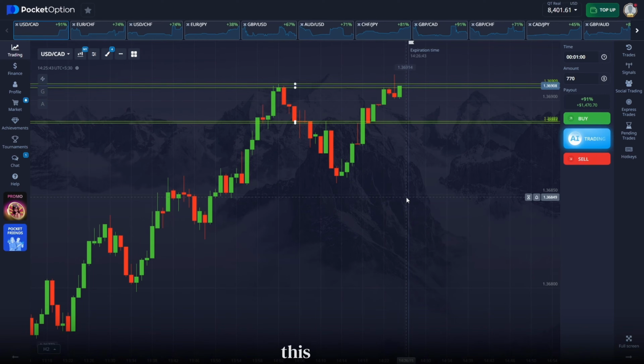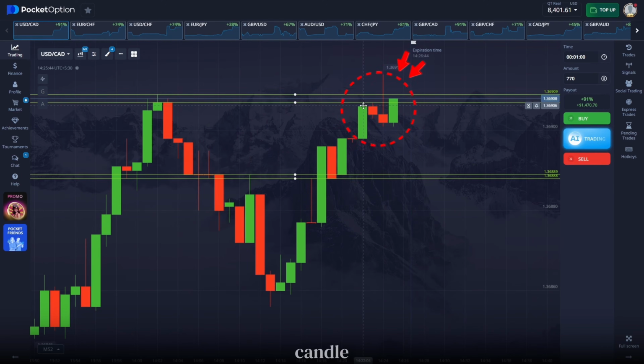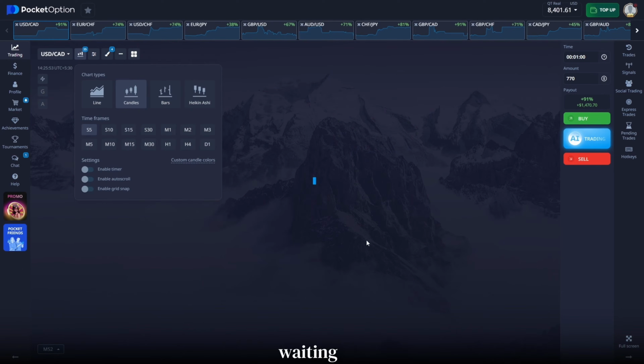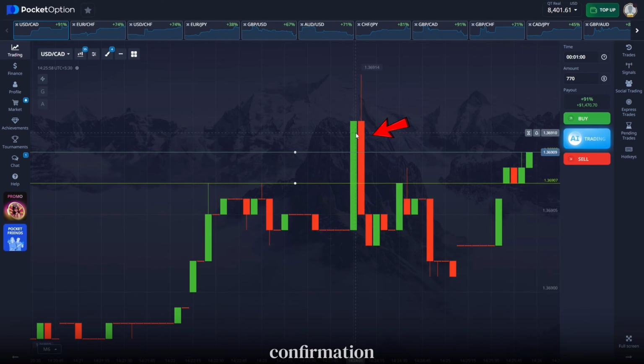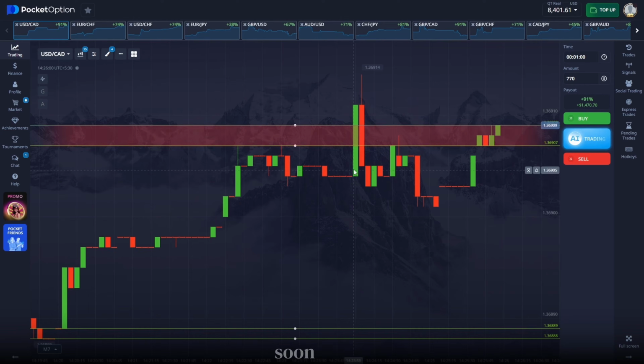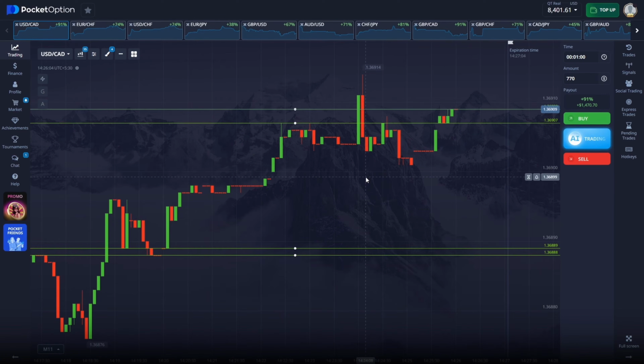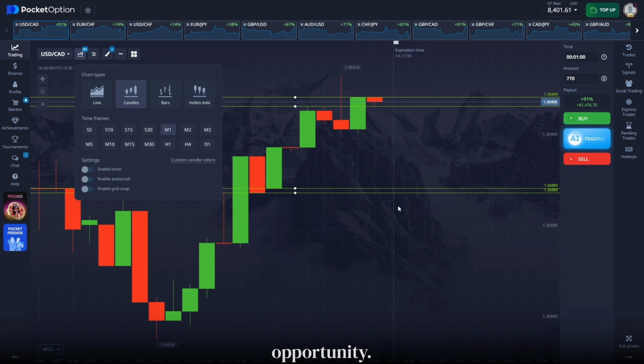To summarize this trade, the 1-minute candle failed to break the resistance, which means I can expect reversal. All I needed was a confirmation from the sellers. So I was waiting for confirmation on the 5-second chart. This was the confirmation that came as soon as the price tried to break the resistance. So I placed a trade and we booked profit. Now let's find the next trading opportunity.